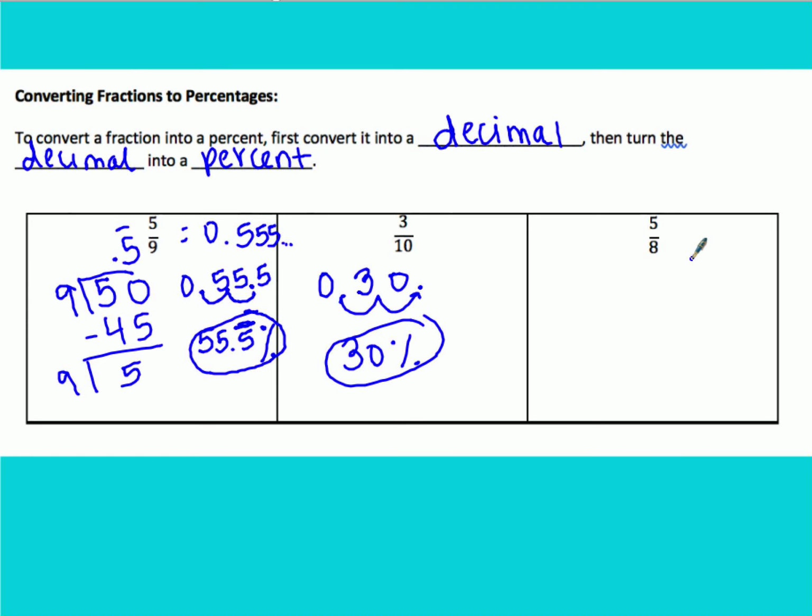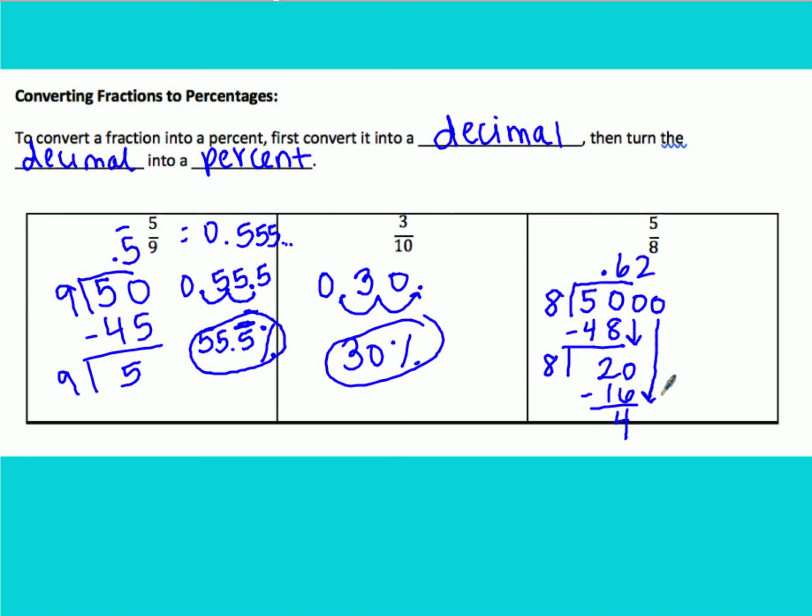In this last example, we have 5/8. So this is one that's a little bit trickier to remember. So we can do our long division here. We'll add our decimal up top and our 0 to the right. 8 into 50 is 6 times. 6 times 8 is 48, so we subtract 48 from 50 and get 2. 8 into 20 is 2, and we subtract 16 from 20 and get 4.